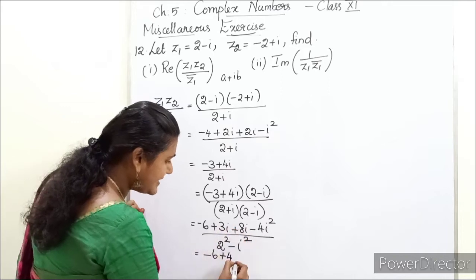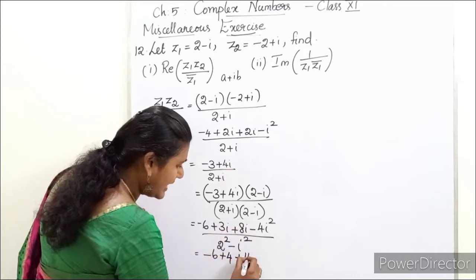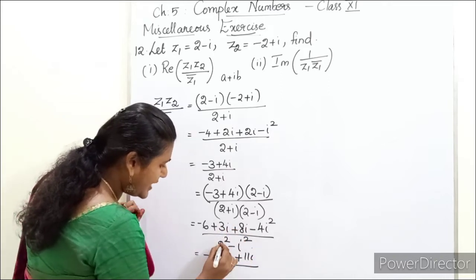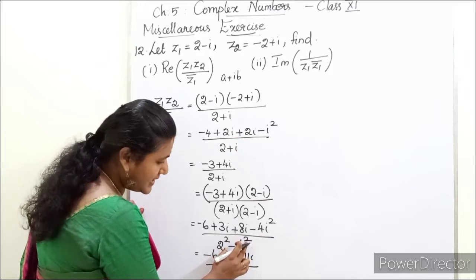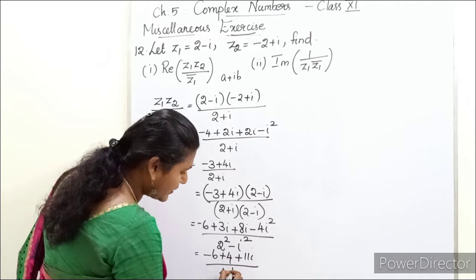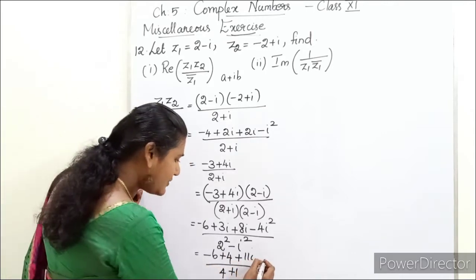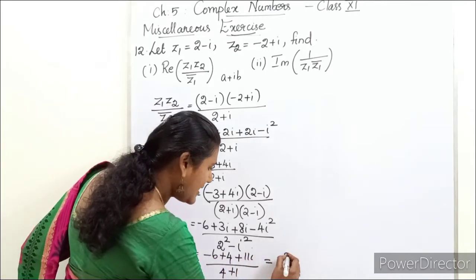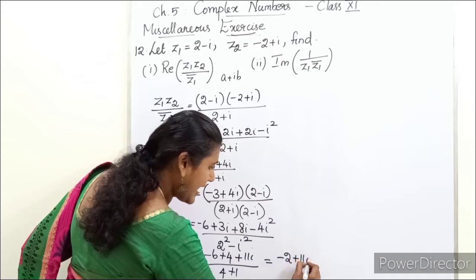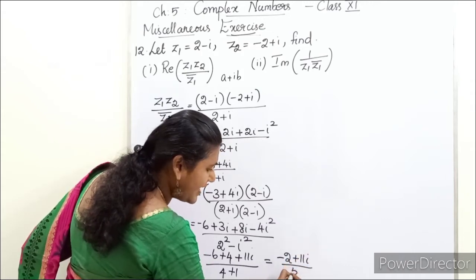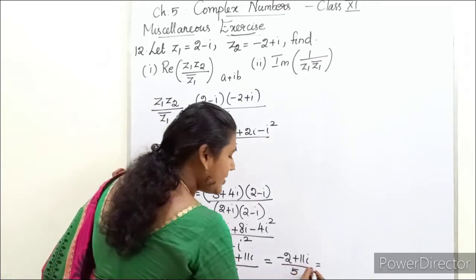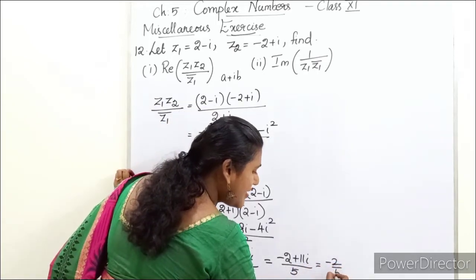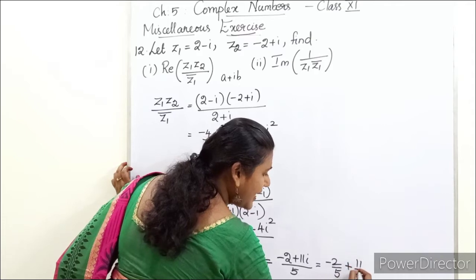And we will add these imaginary parts. So 11i divided by 2 square is 4, minus i square is minus 1. So minus of minus 1 is plus 1. So when you simplify this, you will get (minus 2 plus 11i) divided by 5. So this we will write in the form a plus ib. So we can write minus 2 by 5 plus 11 by 5 i.